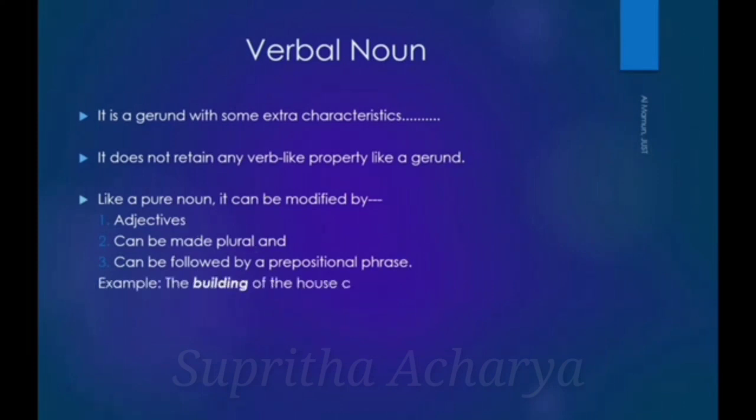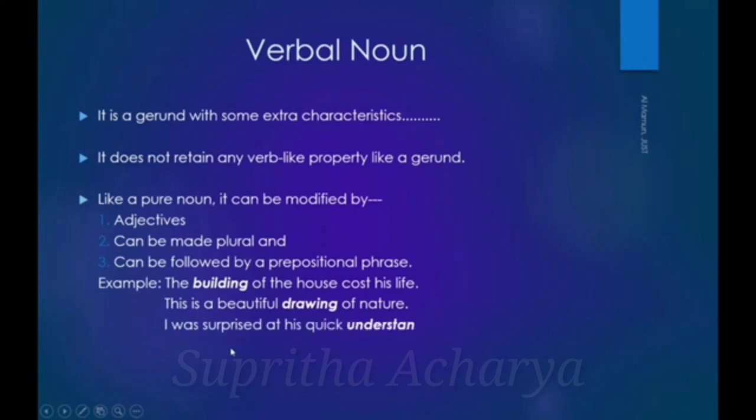For example, the building of the house cost his life. So here building comes from the verb build, but as we have a determiner before it and as it is followed by a prepositional phrase, it functions as a pure noun. Or you can say this is a beautiful drawing of nature. Here drawing comes from the verb draw, and before the noun we have a determiner as well as an adjective modifying the noun, and also it is followed by a prepositional phrase.